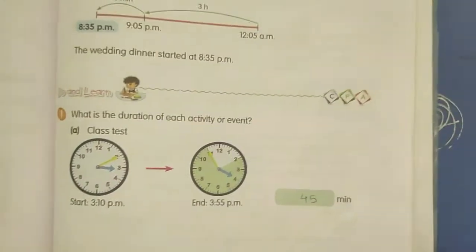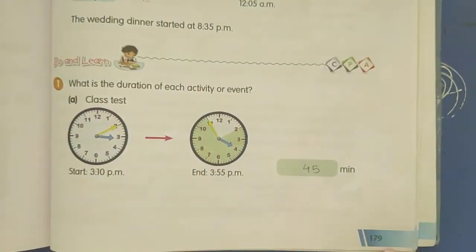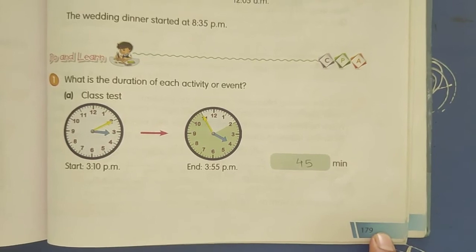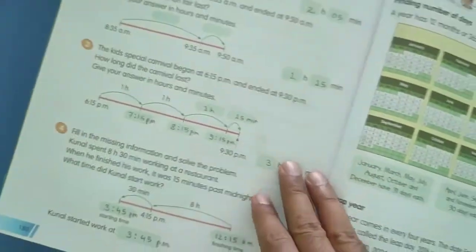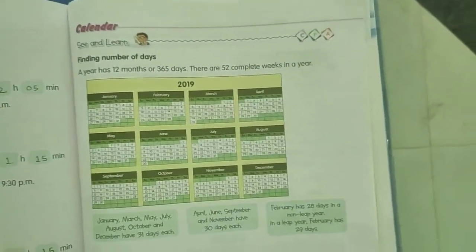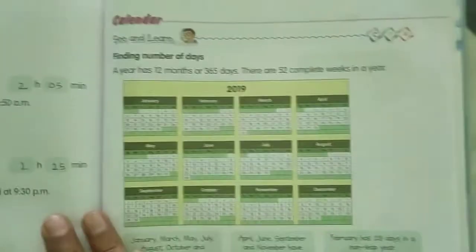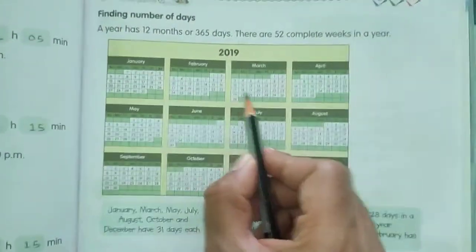So by using these points, you can try to solve do and learn from page number 179. Then next point, calendar. Yes, you all know which months are there, how many days are there in each month. So we have general idea about calendar.